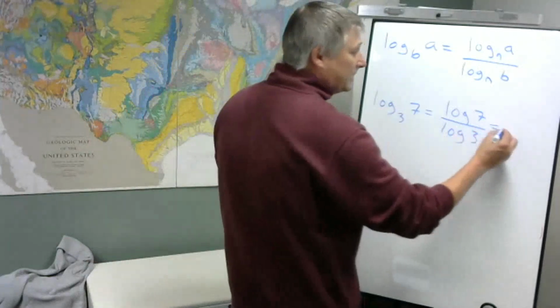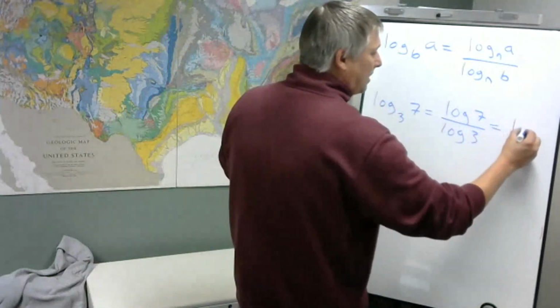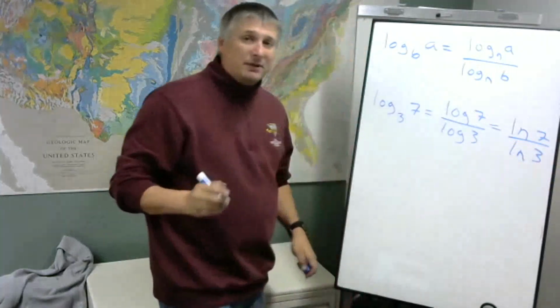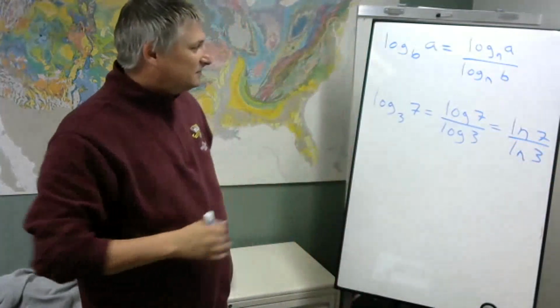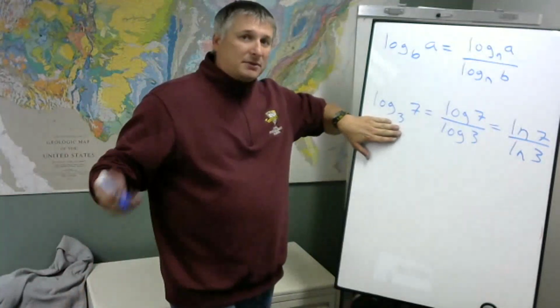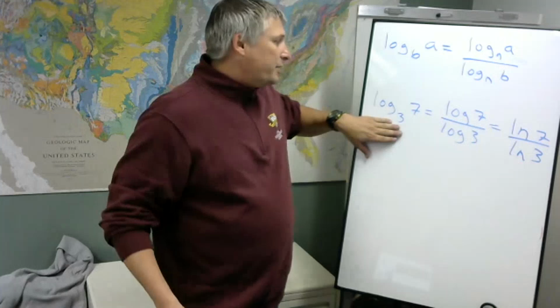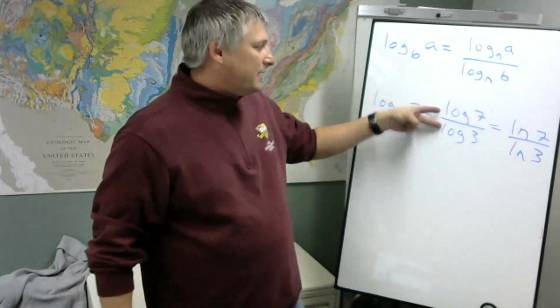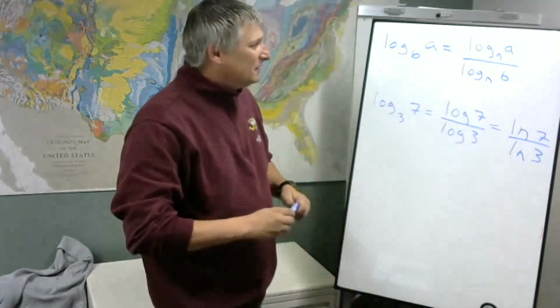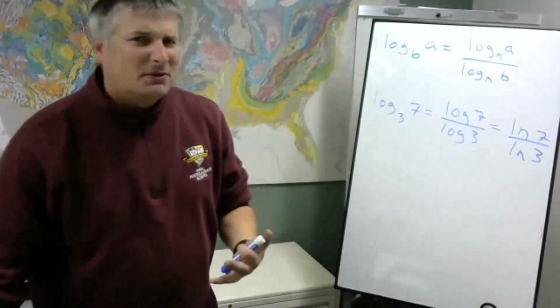Or we could have just as equally used natural log 7 over natural log of 3. That would have done the same thing. So this means if we have a logarithm of a base that's not on our calculator, we can rewrite it in terms of log base 10 or log base e. We'll get the same answer. So let's take a look at this. Why is this true?